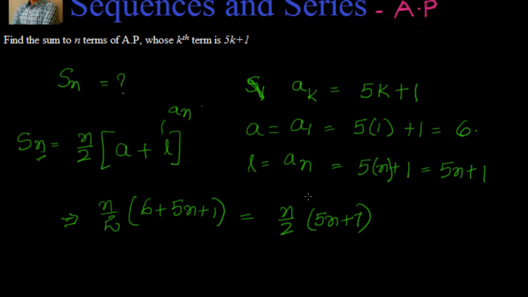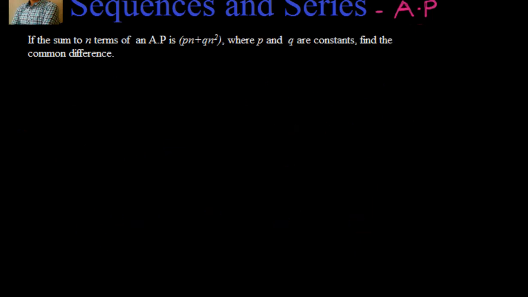What we have done? We have been given ak, so based on that we have found out what is the first term and what is the nth term. We know the sum to n terms is nothing but n by 2 into a plus l, but l is also equal to an. So we substitute in the equation given to us, ak equal to 5k plus 1. I get the value of a and substitute that in. Let's do the next problem.